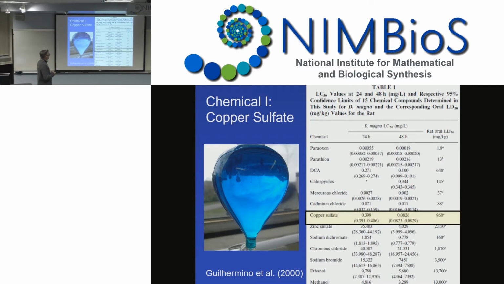Again, pretty steep learning curve. I had an undergrad who was going to use copper sulfate. She was going to study whether Daphnia's responses to copper sulfate change with food quality. That's really great. Great stoichiometry, toxicology interaction. We found the toxicology literature. Here's the copper sulfate, Daphnia magna LC50. We're using Daphnia magna. So this tells us about the concentration where we would see 50% of the animals die.